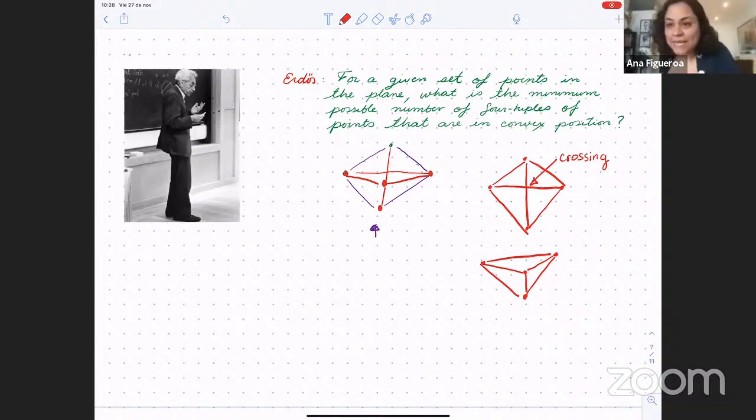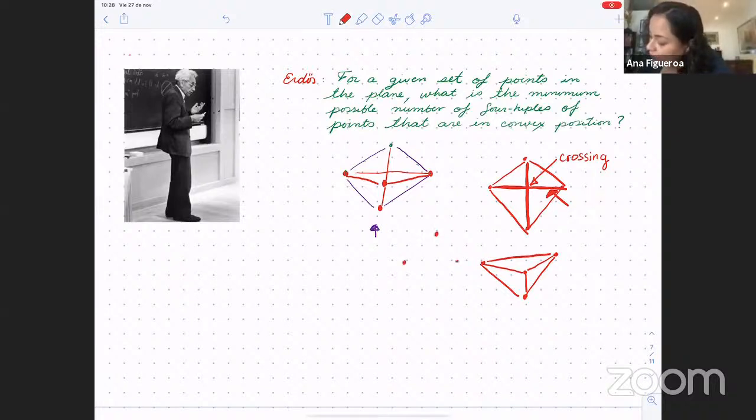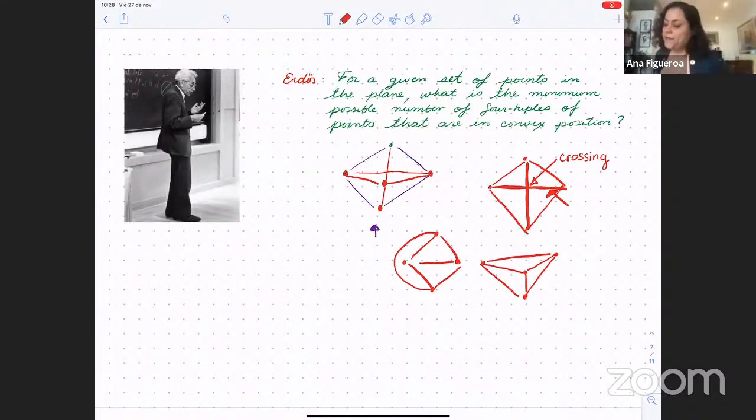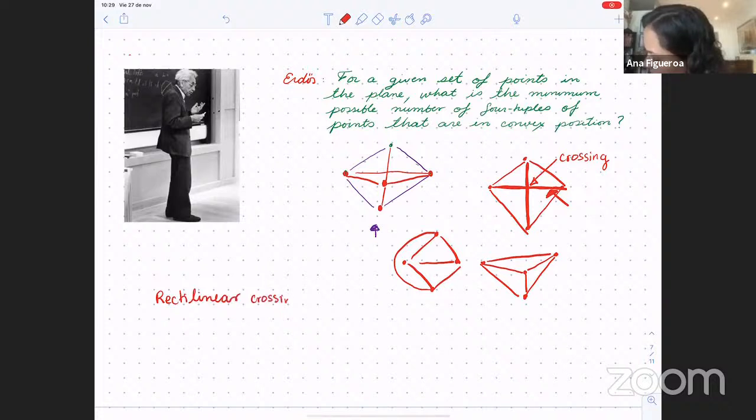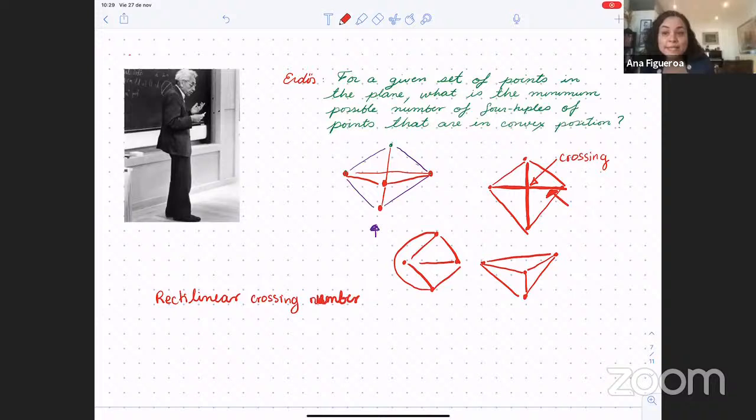Well, it isn't. It's very related, but it isn't, because here I'm asking you to draw every edge as a straight line segment. But if I allow to draw the edges with just simple arcs, then I can have four points in convex position and no crossings. But this is a very related problem that is called the rectilinear crossing number. Yes, we restrict the edges to be straight line segments.